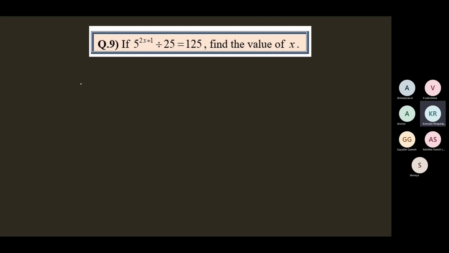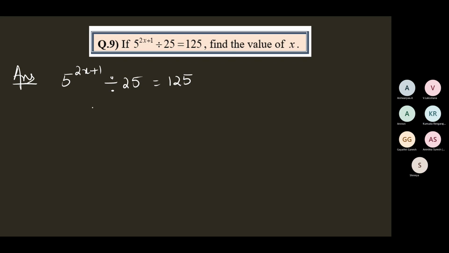Look at this question. The given question is 5 to the power 2x plus 1 divided by 25 is equal to 125. This equation is given to us. With the help of this equation, we need to find the value of x, or we have to solve this equation to find the value of x.